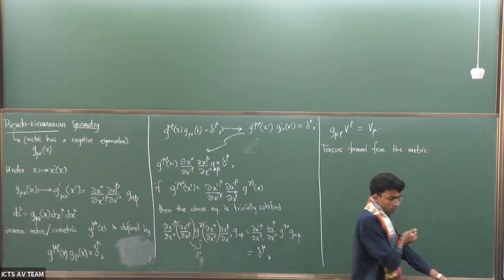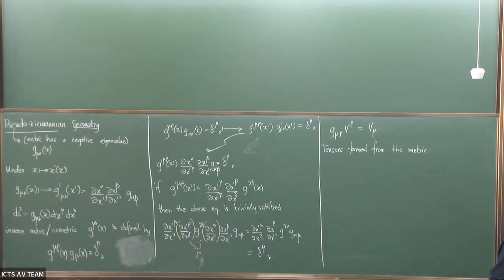Remember that eventually you want to write down an action for gravity, right? Which is what we did last time. And we got G mu nu equal to some constant times T mu nu. In doing that, you only write down things that are covariant, that are tensorial. So you want to find tensorial quantities from the metric.